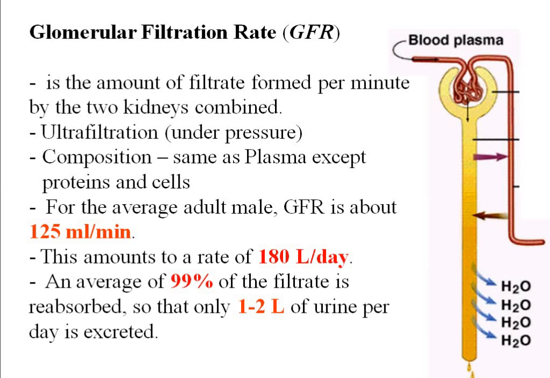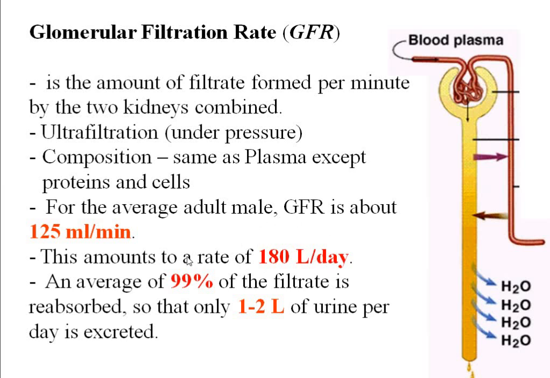It is ultrafiltration, that is, filtration is taking place under pressure. The composition of the filtrate is the same as that of plasma, except for proteins and cells, which are not filtered out. The normal value is 125 ml per minute, which amounts to about 180 liters per day. So you need to remember these normal values of GFR: 125 ml per minute or 180 liters per day.